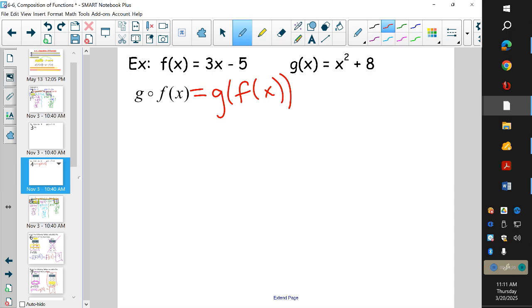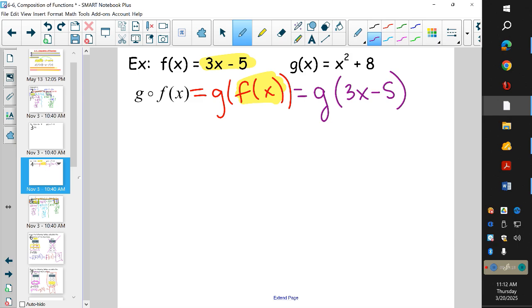What is f of x? So that's what f of x is. So doesn't that mean I can put that whole thing right inside there? Because that's what it is. Correct? So that means I'm going to be doing g at 3x minus 5. Correct? Because f of x is defined to be 3x minus 5.